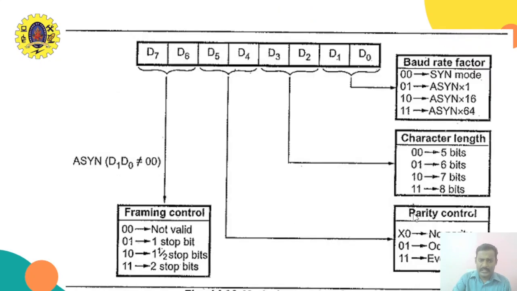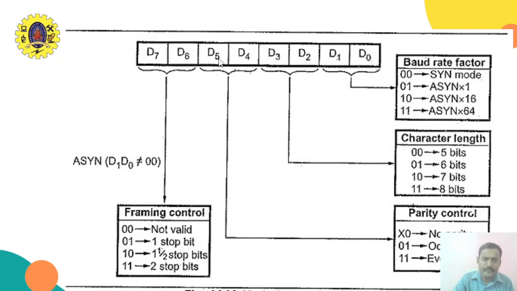Look at the mode instruction control word. D6 and D7 are used for framing control. 0 0 is not used. 0 1 means 1 stop bit will be used, 1 0 means 1.5 stop bits, and 1 1 means 2 stop bits. So this decides how many stop bits will be used with the data frames.